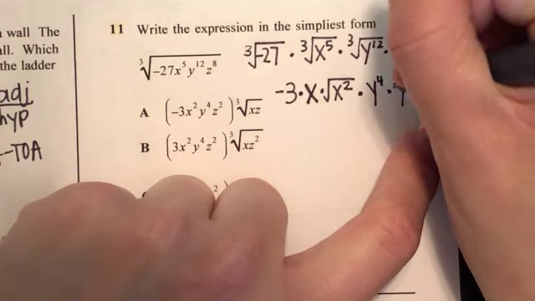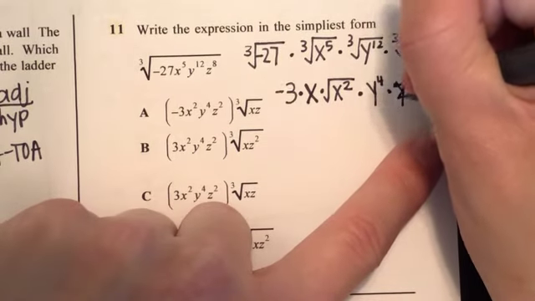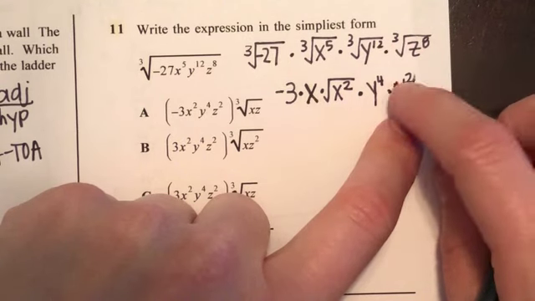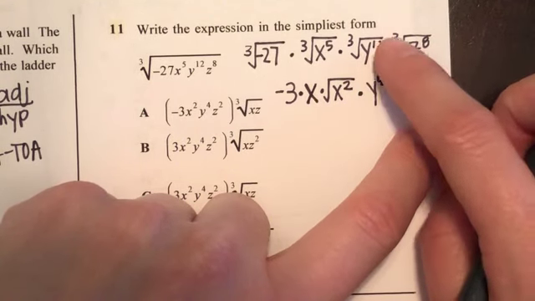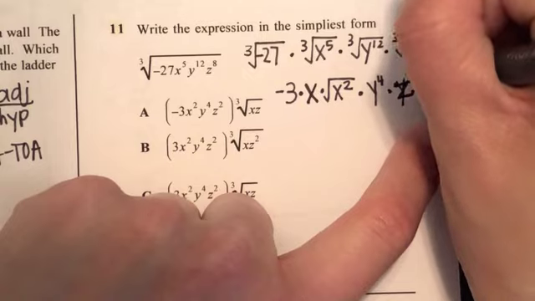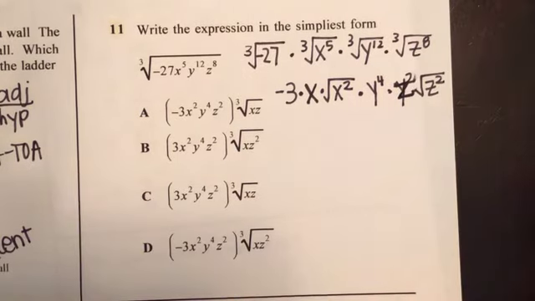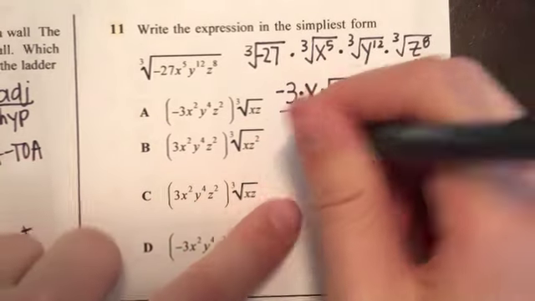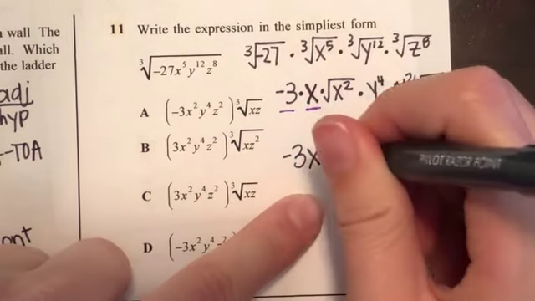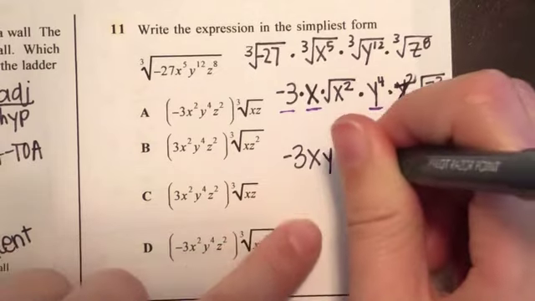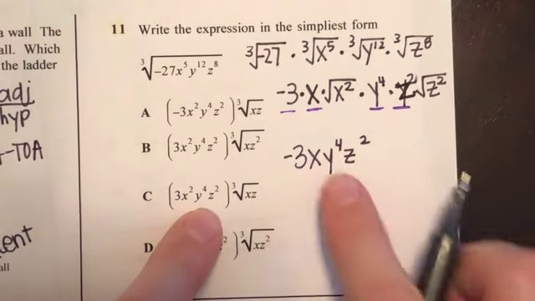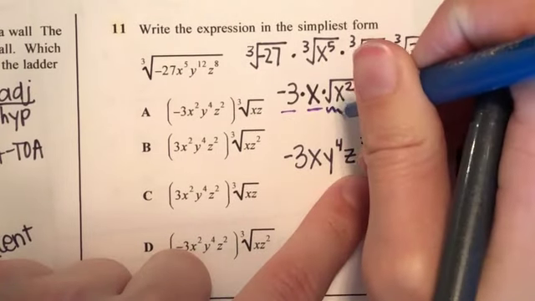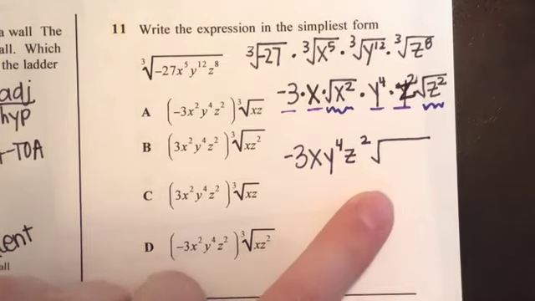Why did I write y? I wanted to write z. Sorry, guys. We took out a z squared because there's 2 z cubes. And then if we took out 6, that would leave z squared inside. So, sorry, that got sloppy. I have negative 3x, y to the 4th power, and z squared that we were able to take out. And then what's left underneath the radical is the x squared and the z squared.